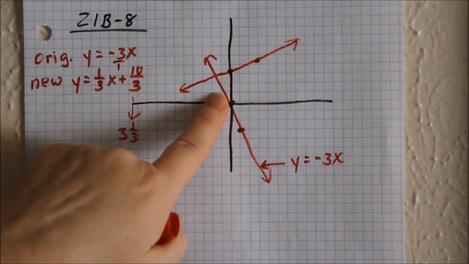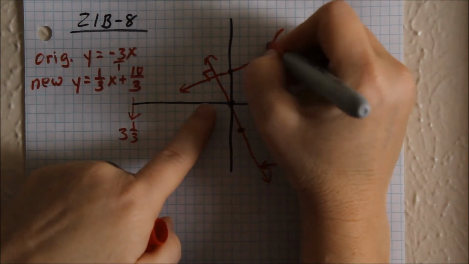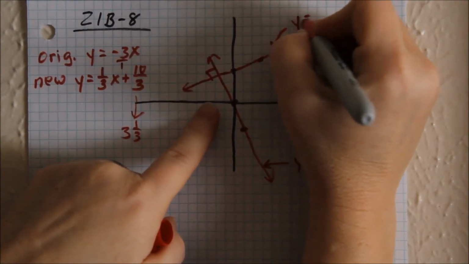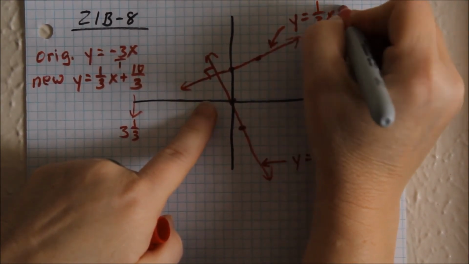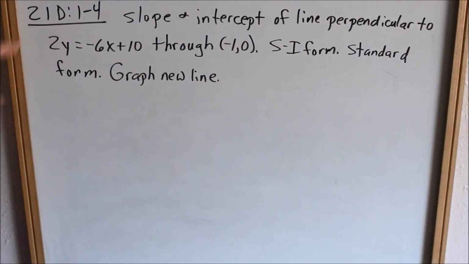These two lines should be perpendicular, and yes, that looks perpendicular. So this is the line. It's good to label these. Y equals 1/3 x plus 10/3. Okay, 21D, 1 through 4.